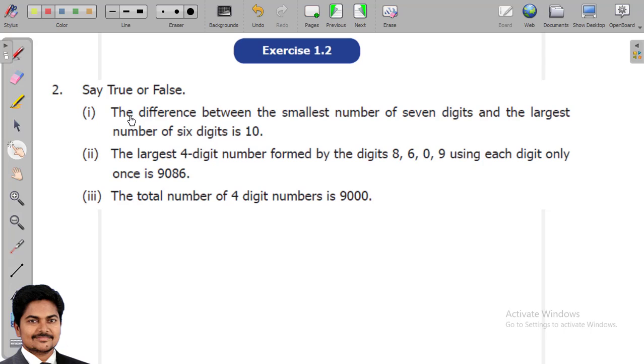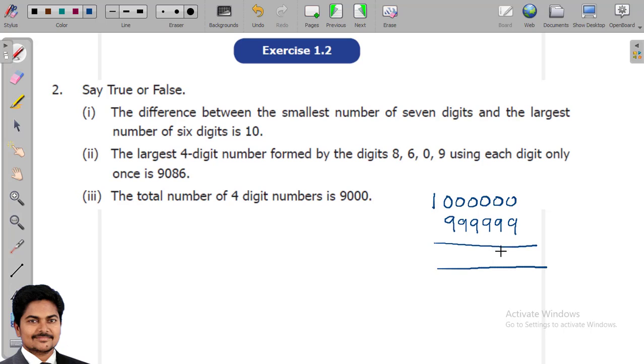The first one, the difference between the smallest number of 7 digits and the largest number of 6 digits is 10. So let us check. What is the smallest 7 digit number? Yes, it has 1 in the extreme left and 6 zeros to the right. So this is 10 lakh. So which is the largest 6 digit number? 9,99,999. Please observe, these two numbers are consecutive numbers, so the difference is 1.